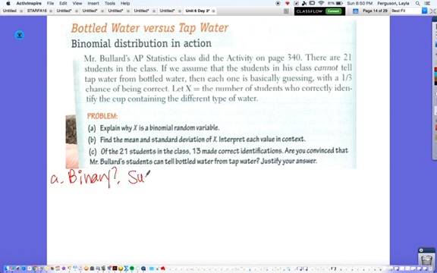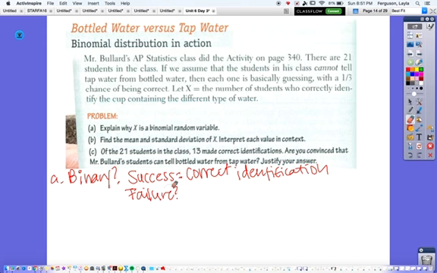So a success would be the correct identification. So between, is it bottled water, is it tap water? And a failure would equal an incorrect identification.